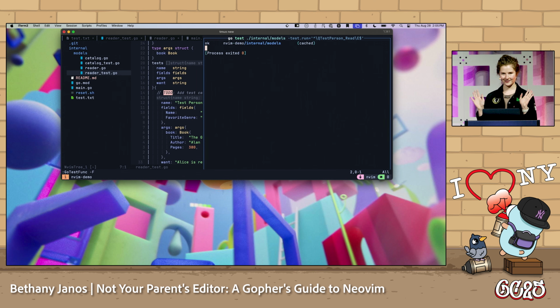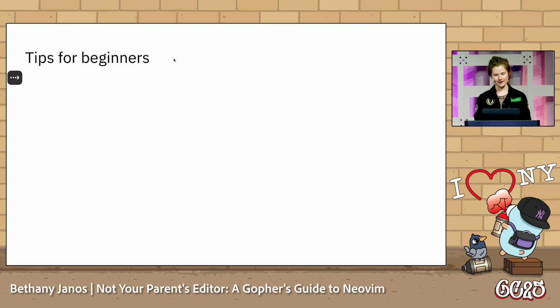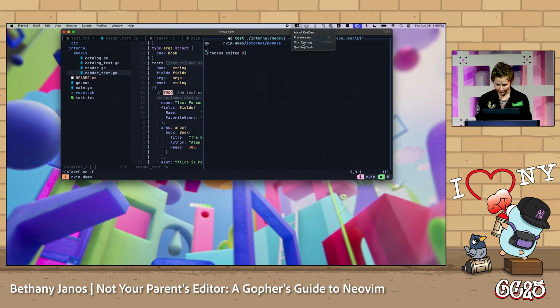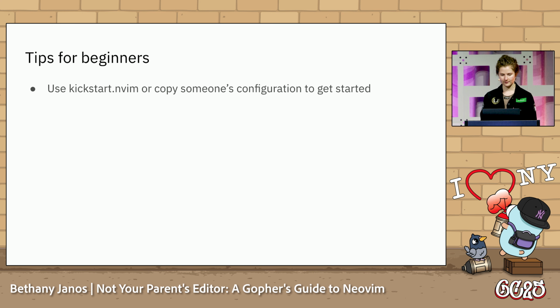So that was just a little sneak peek of how I use it as a Go developer, but there are so many ways you can take this. Now I'm sure if you were a beginner, oh, let me turn off key casting so that doesn't get in the way. There we go. So I'm sure if you're a beginner, that might have been really overwhelming, and I get that. I do have some advice for those who might be wanting to start out.